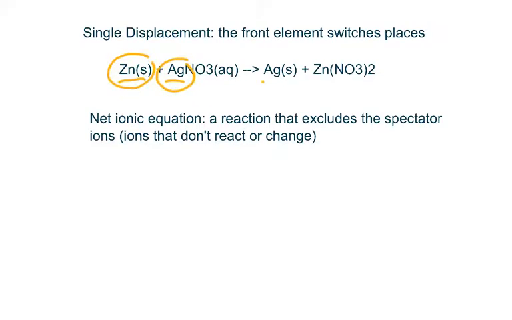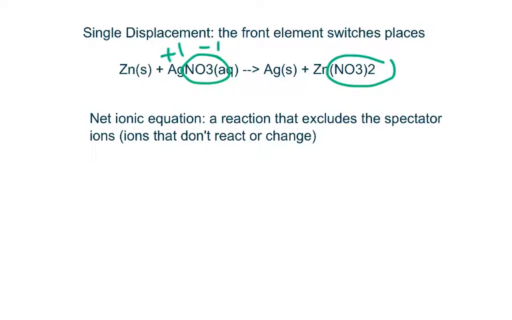So note that silver nitrate and zinc nitrate are salts, and if they are salts, they have to have balanced charges that add up to 0. So that's why you see 2 nitrates here and 1 nitrate here, since this is +1 and -1, and this is +2 and -1 times 2, which is just -2. So be sure to balance out the charges on the salts when you write single displacement reactions.